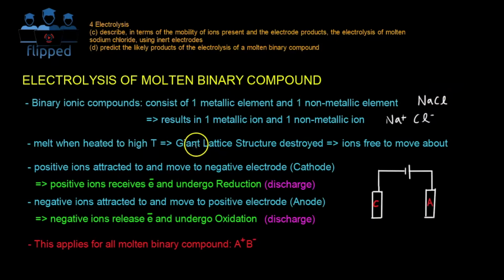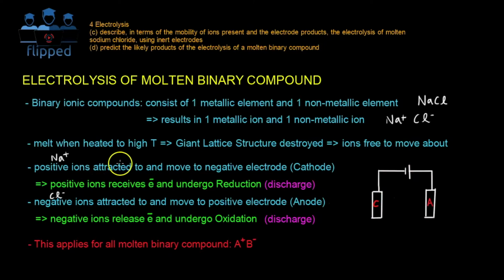This breaks the giant lattice structure, and now the structure is broken down into individual ions, which are free to move about. Okay, so there are positive ions, which are Na+, and negative ions, which are Cl-. Positive ions are attracted to and move to the negative electrode, which is the cathode. Okay, this is the cathode, right? Because it's negative, because it's connected to the negative terminal of the battery.